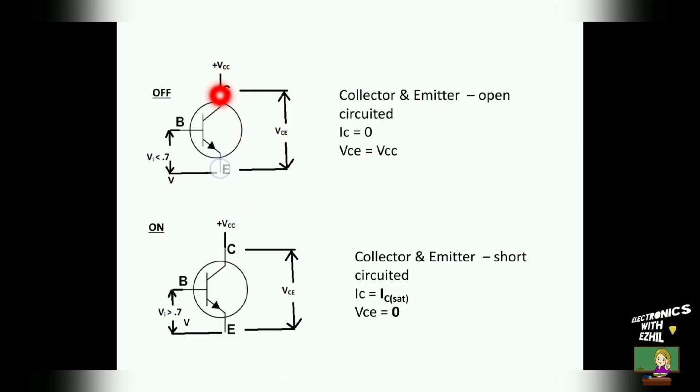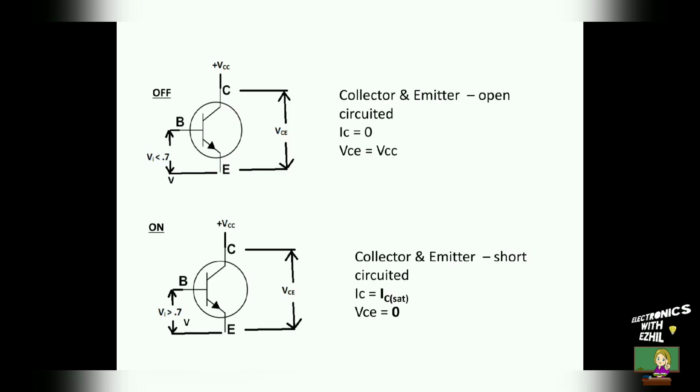So no current will be flowing through the collector terminal, which is equal to 0. So the voltage across the collector to emitter terminal will be equal to VCC. Since the collector and emitter terminals are getting open circuited, the entire supply voltage will be applied across the output terminal. Let me summarize this. When a transistor is at off state, the collector and emitter terminals are open circuited. The collector current IC is equal to 0 and collector to emitter voltage is equal to VCC, which is equal to output voltage. Next we'll see the output voltage and output current when a transistor is at on state.